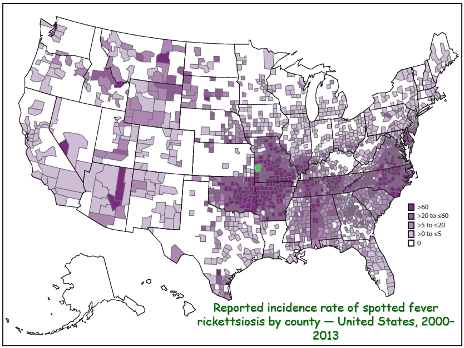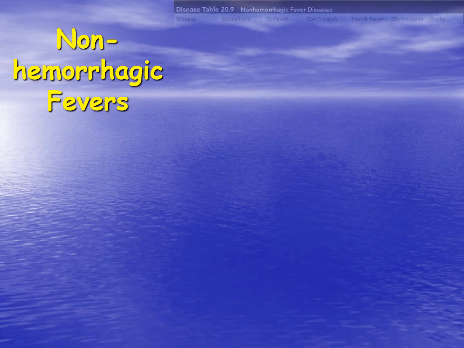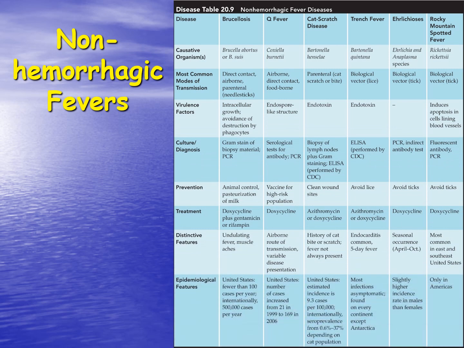But unlike Ehrlichia and Anaplasma, we can see that Rocky Mountain spotted fever can be seen pretty well throughout the entire United States. And again, that's because there are several different tick vectors that can carry the rickettsial organisms. And out of chapter 20, this is just simply comparing these non-hemorrhagic fever diseases.